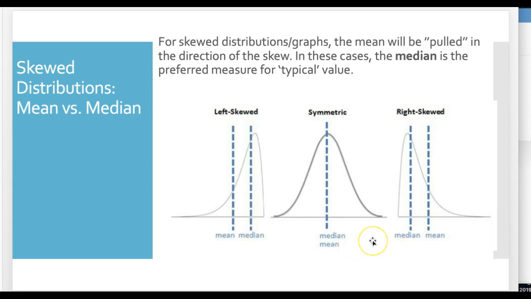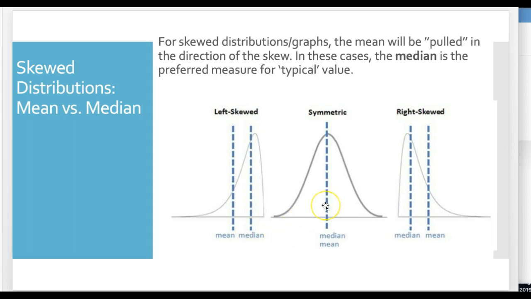We're just saying for skewed distributions, the mean will be pulled in the direction of the skew. And in these cases, the median is the preferred measure for the typical value. Because obviously in this distribution it's left skewed, like we saw previously, it's kind of pulled out that way, and so the mean is influenced by these larger values out there, and so it's attracted to it, so it gets pulled out here. Whereas the median stays put, and overall is just a better measure of center in this case.